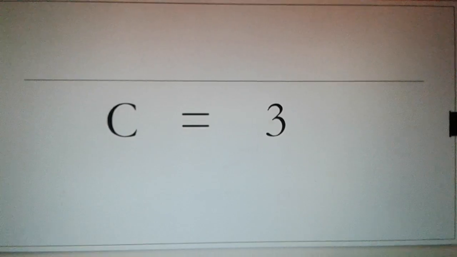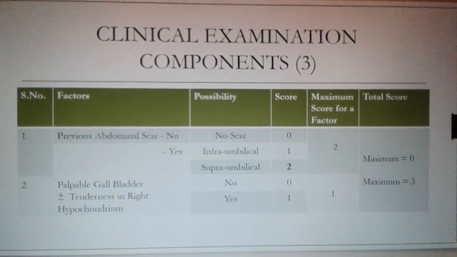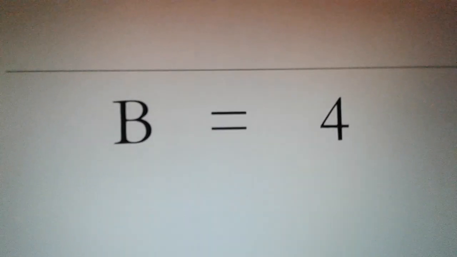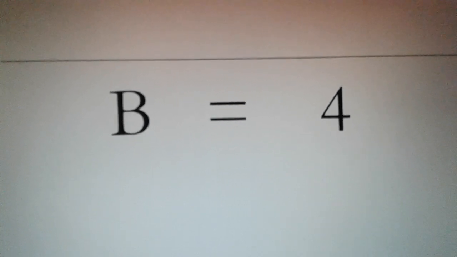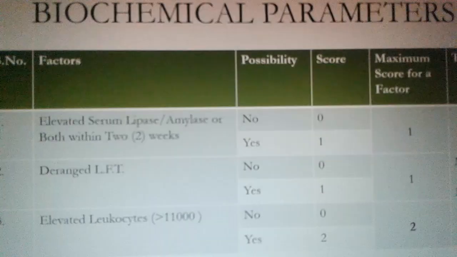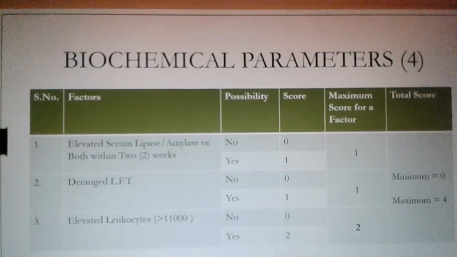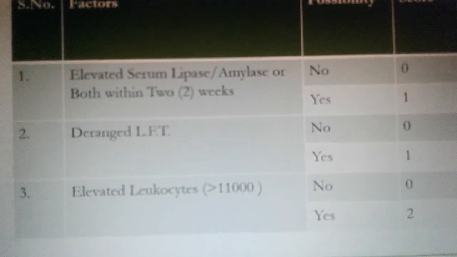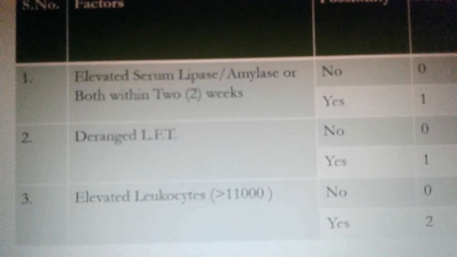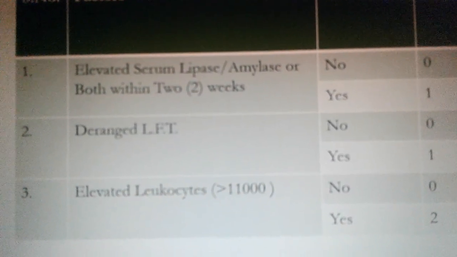C is equal to 3 clinical examination components. Now let's come to the biochemical parameters. This is 4. In biochemical parameters we have taken broadly 3 groups. The first one, let's quickly go through the factors.